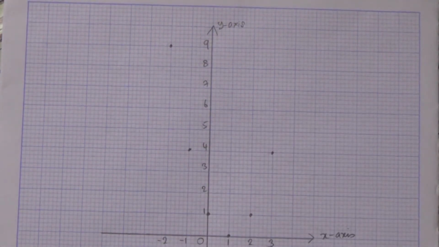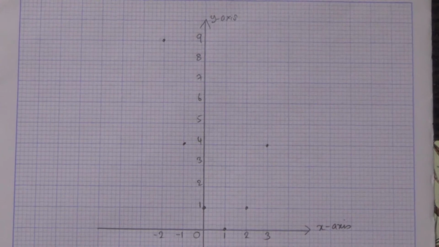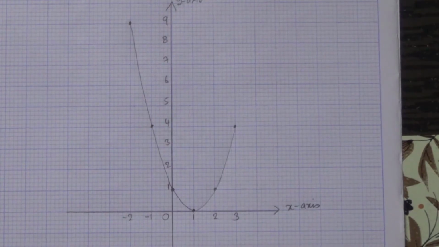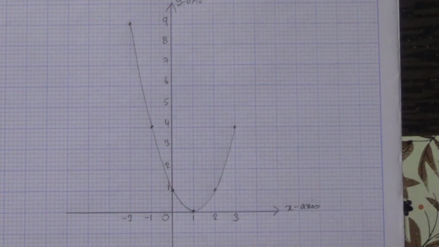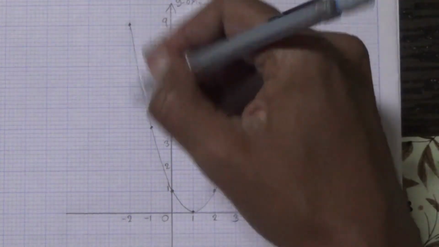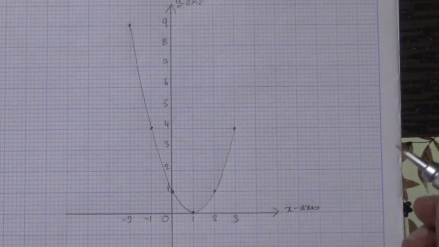Now we're going to draw a curve. Okay, so this is how the curve is looking after I've plotted the points and drawn the curve smoothly. This is as smooth as I can.